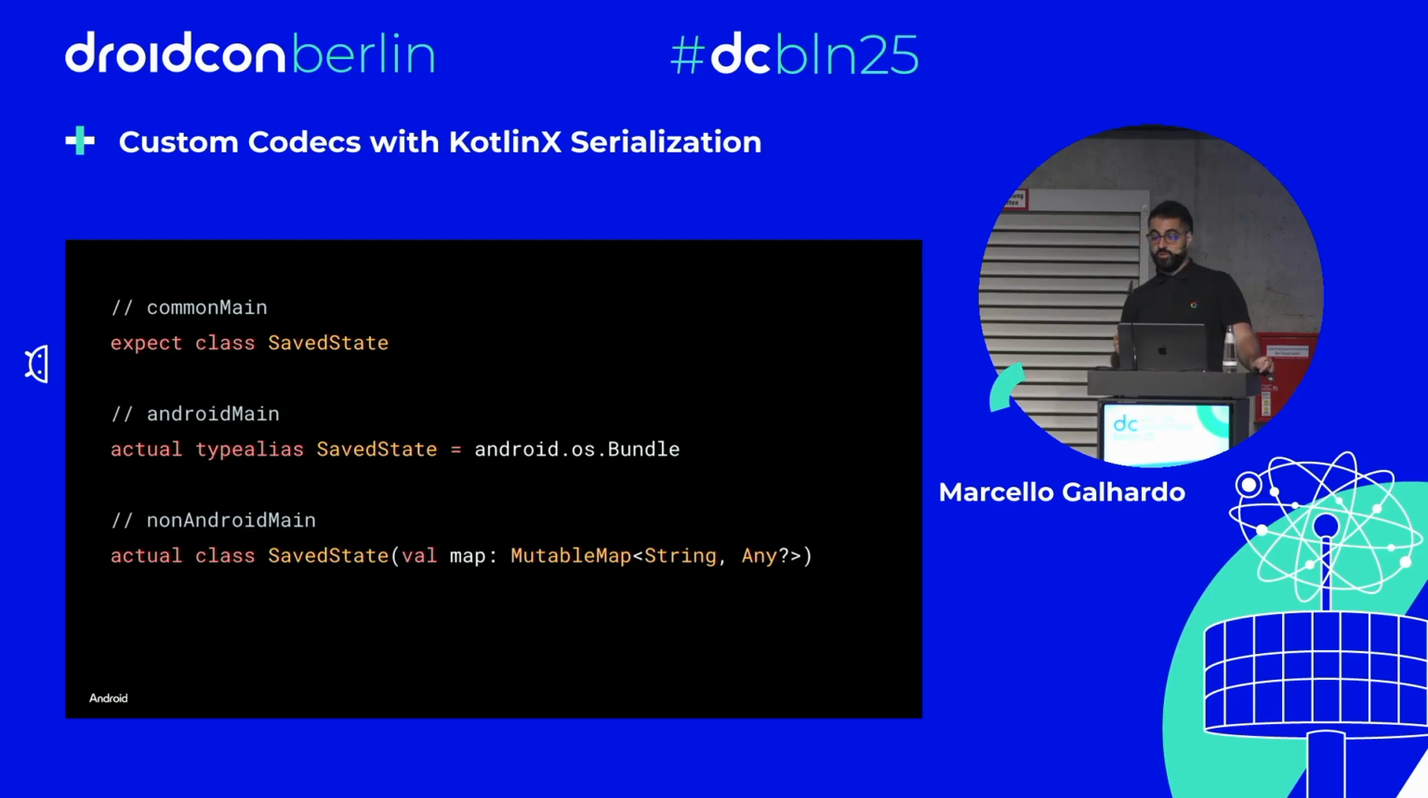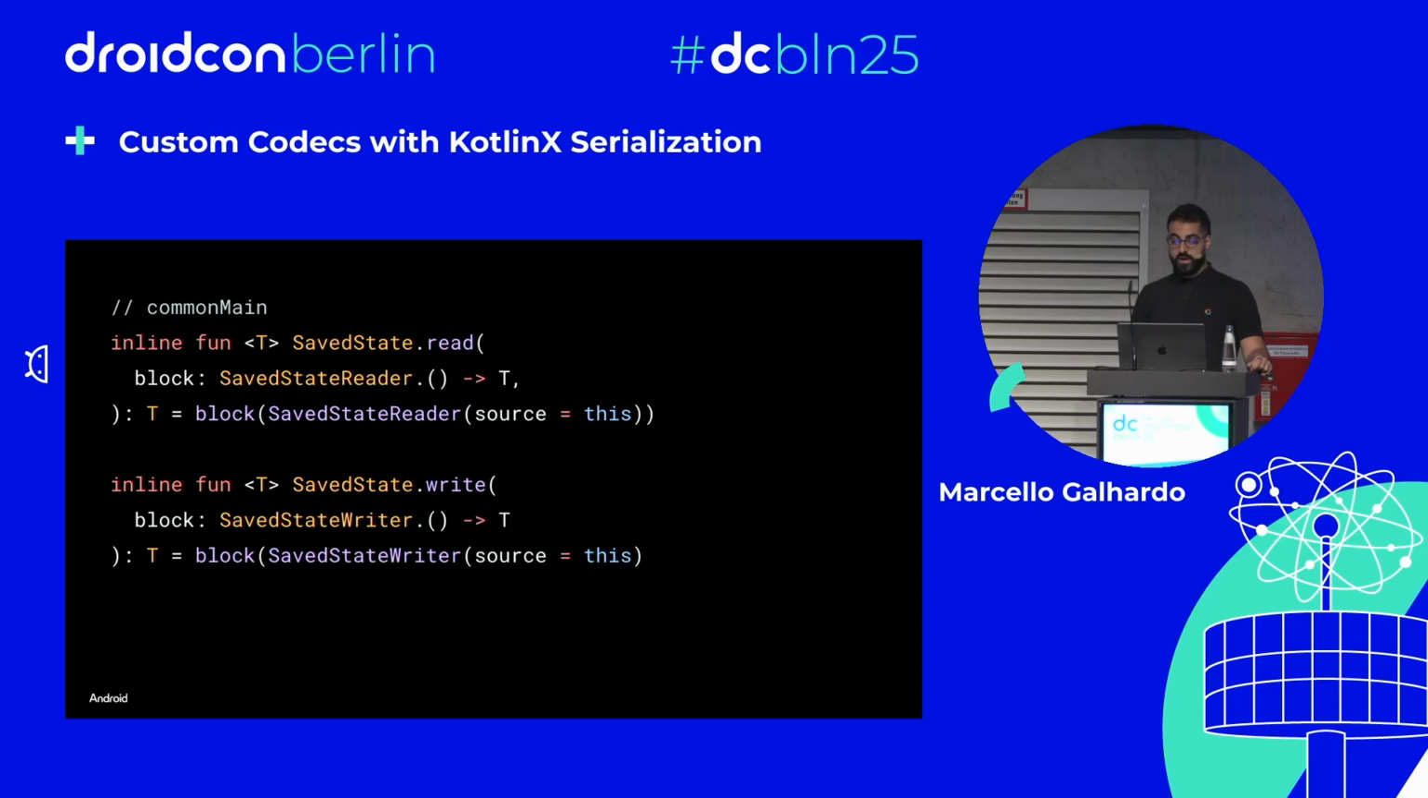So how the implementation looks is basically this. We have a common class called SavedState. On Android, we have a type alias for android.os.Bundle. On non-Android, it's implemented as a simple class that delegates to a mutable map of String to Any.